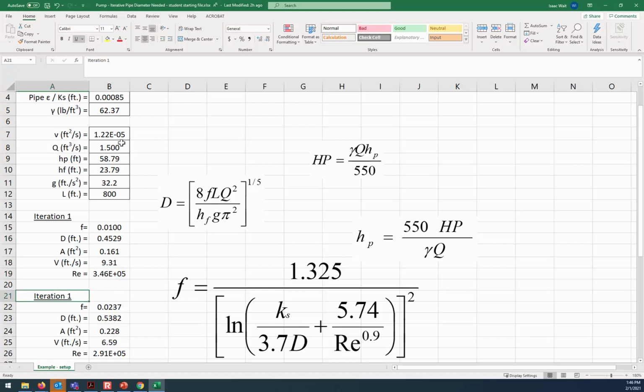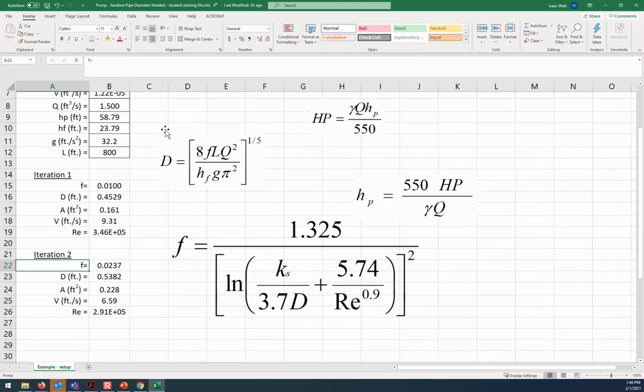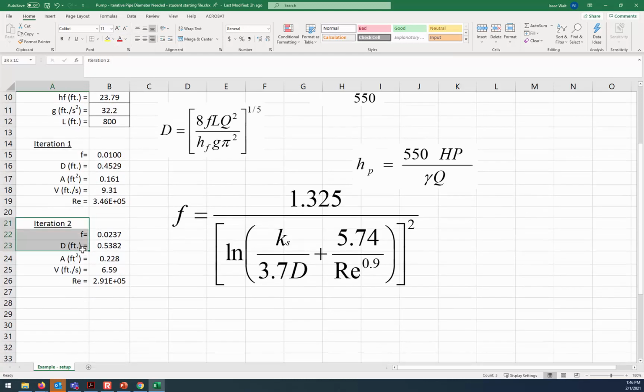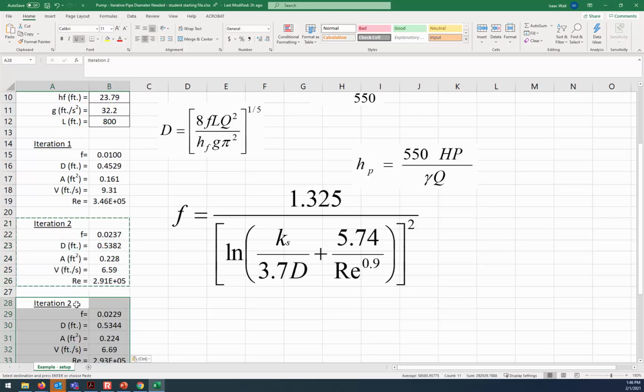But this was, by the way, iteration 2. It wasn't iteration 1. So I can just label it iteration 2. The great thing is, though, that now I can copy and paste. I'm not going to have to change any calculations. I can just Control C, Control V, and all I have to do is say, that's iteration 3. And it automatically calculates everything else. So we're getting closer. We went from 0.1 to 0.0237.